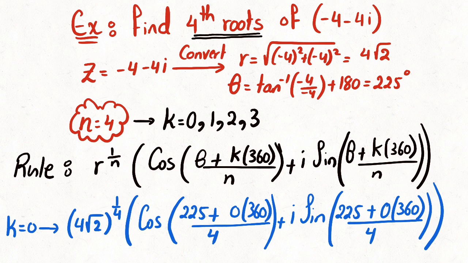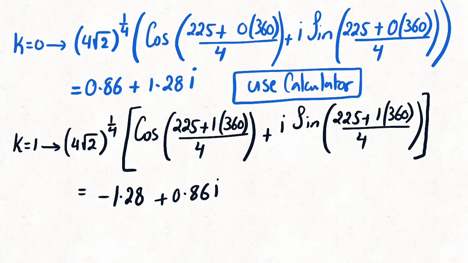You need to memorize the rule in order to find the roots for all requirements. Like if we request the 4th roots, then you have to keep repeating the rule from k equals 0, k equals 1, k equals 2, up to k equals 3.